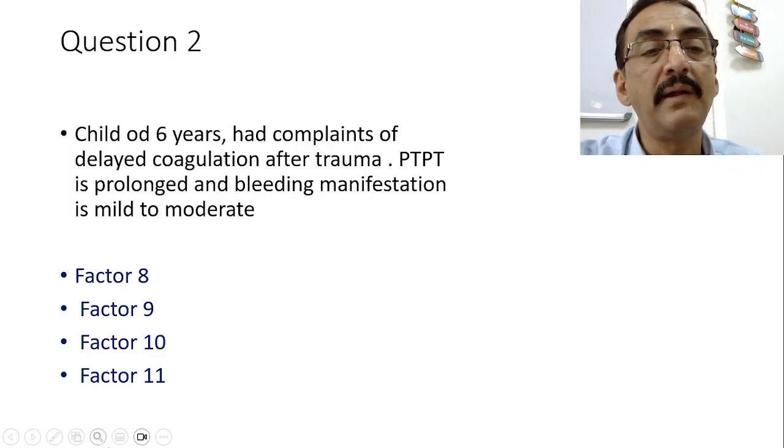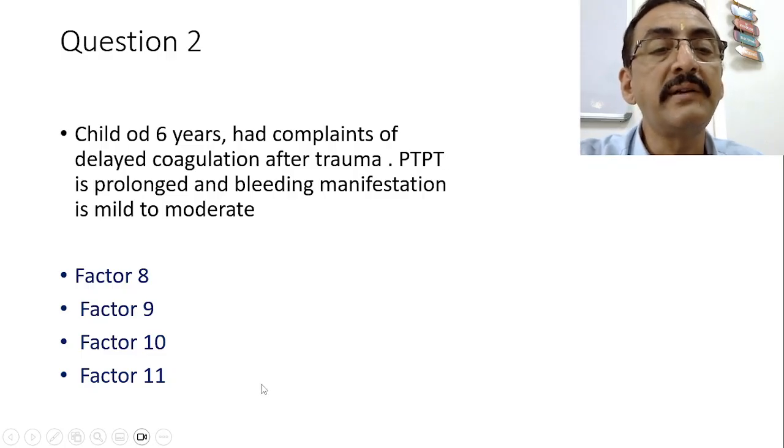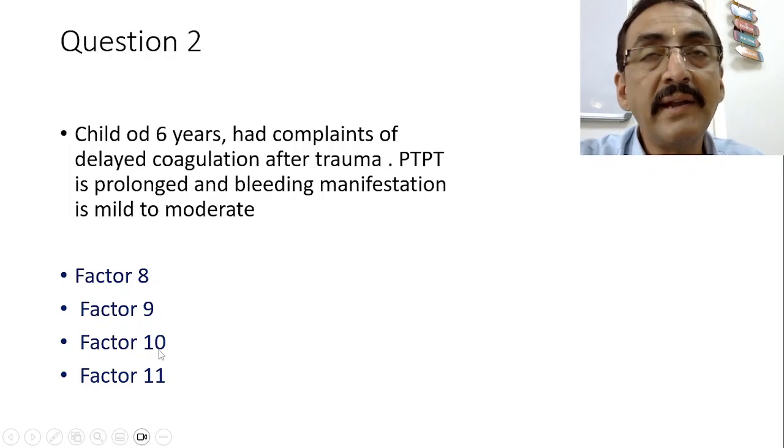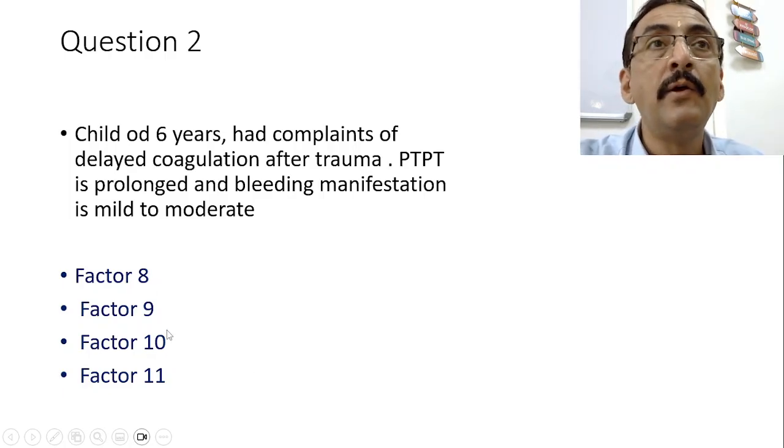In factor number 11, APTT is increased, bleeding time is also increased, but the presentation is mild. Whereas in 8 and 9, the bleeding will be very severe.